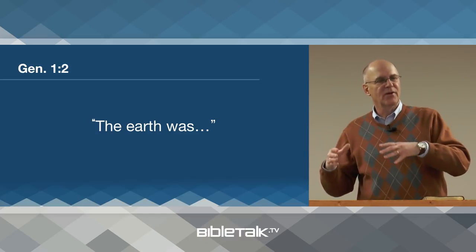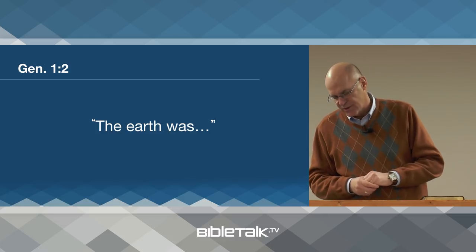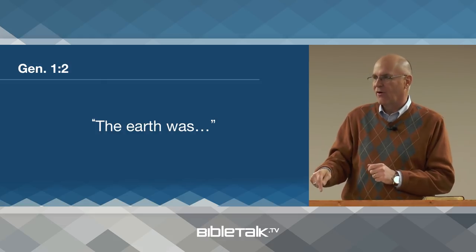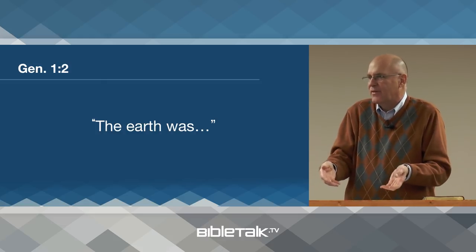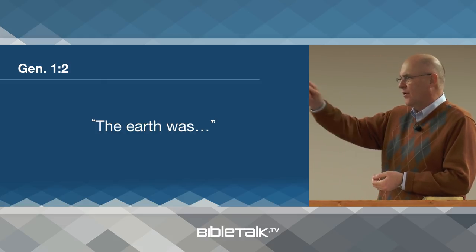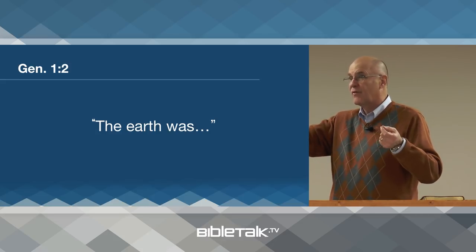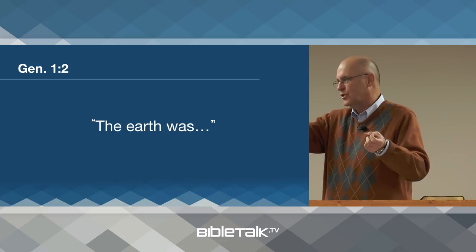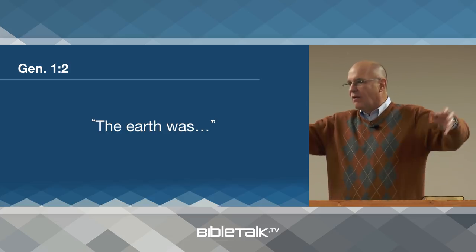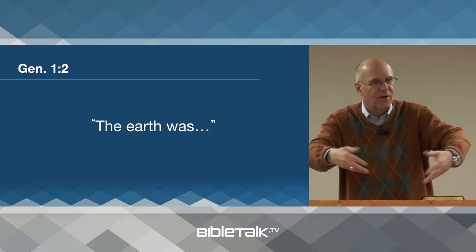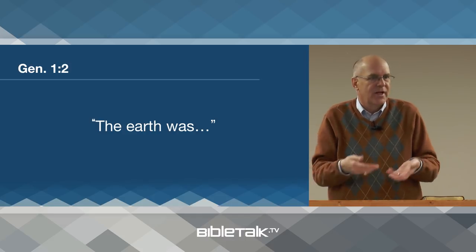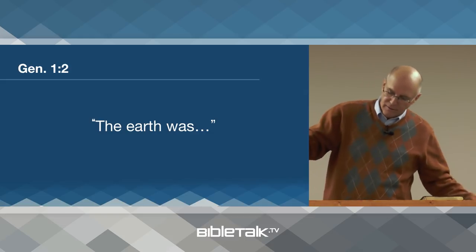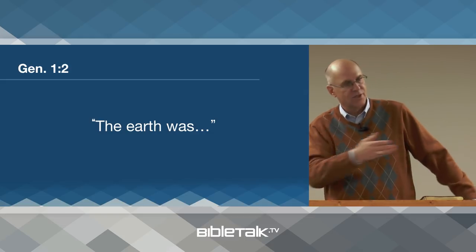Now if the Spirit of God, through Moses, wanted to put a gap there, He could have put a gap there. He could have said, in the beginning God created the heaven and the earth, and then there was this cataclysmic event because the angels rebelled and the earth was destroyed, verse 2. Then verse 3, and then God recreated it. He could have done that, but He didn't. He said, in the beginning God created the heaven and the earth, and the earth was. He just kept on going.